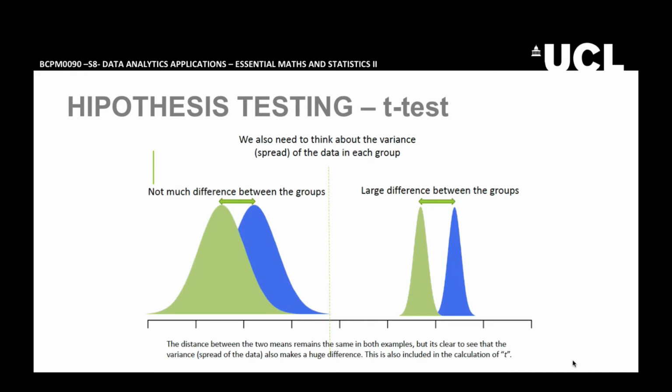Also, we need to consider the spread of the variables. This is the variance of the data in each group. You can see here how the variance of the data can make a huge difference when considering if there is a significant difference between the two groups for a variable.